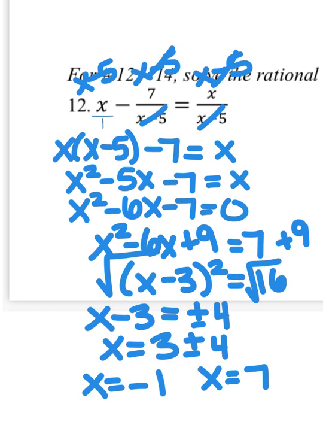Now, let me erase what I crossed out up here since it's so big. I have this x minus 5 in the denominator. So if I plug negative 1 into x minus 5, it does not become 0, so this is a good answer. And if I plug x equals 7 in, I do not get 0 in the bottom. If I get 0 in the bottom, that's when your expression is undefined, and you cannot have that.